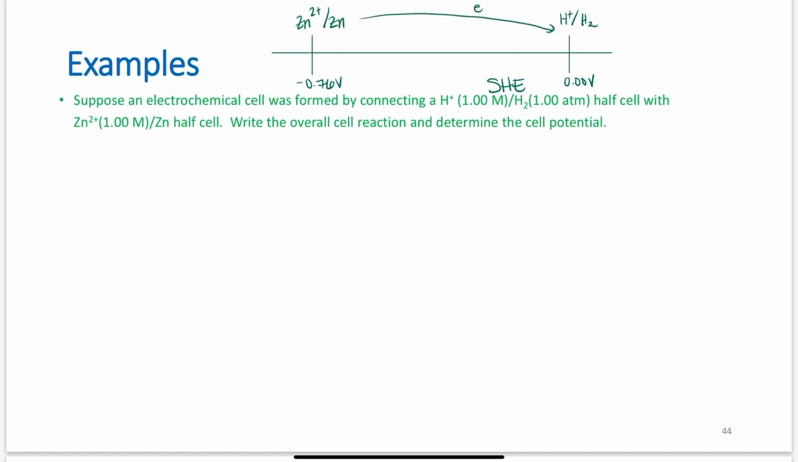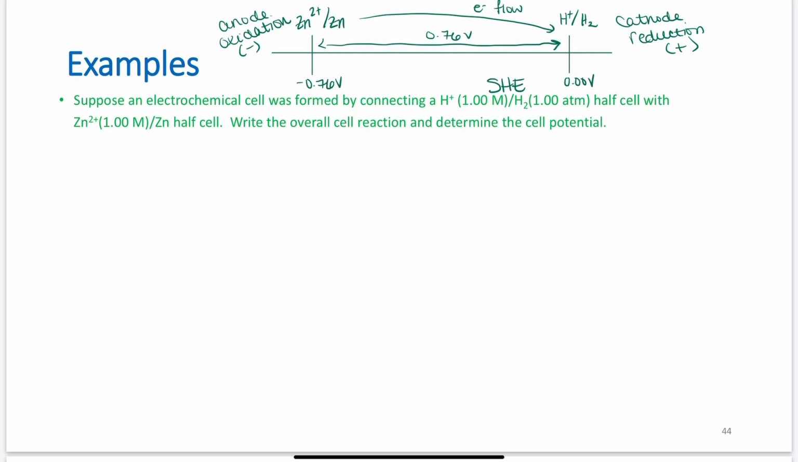This is my electron flow. So this is my anode, where oxidation occurs, negative charge. Cathode, reduction, positive charge. The difference between these two is 0.76 volts.